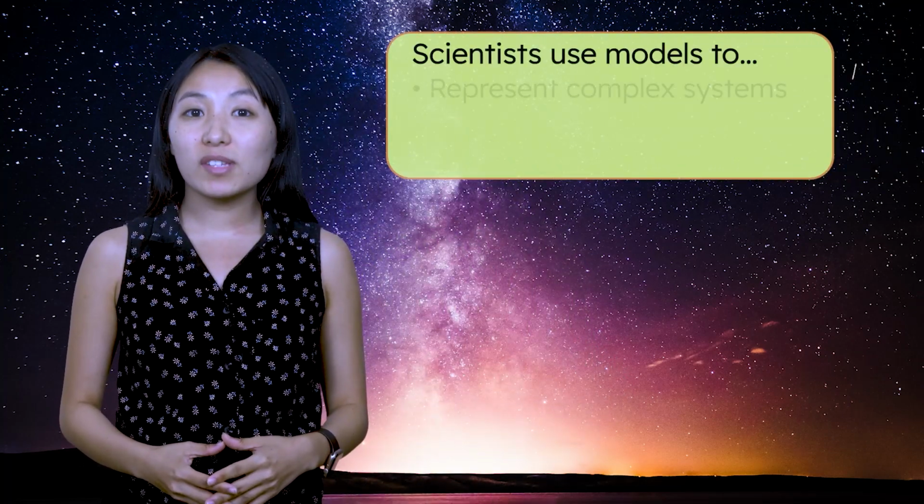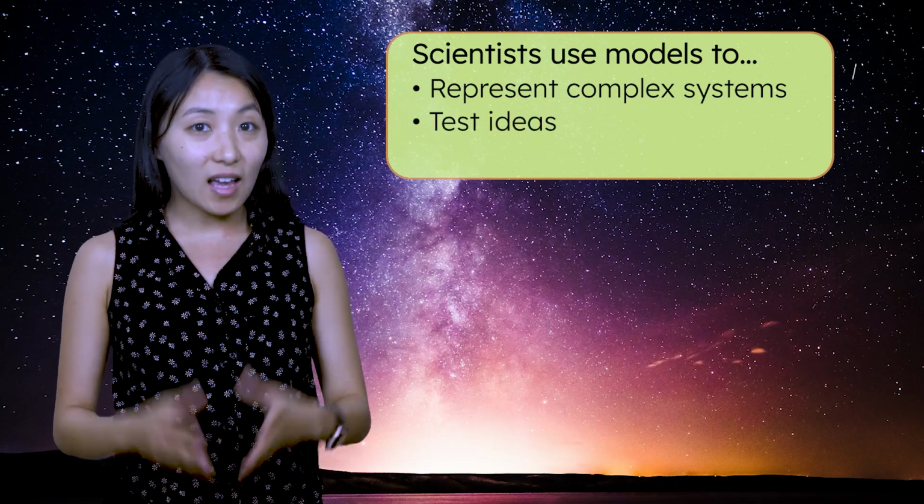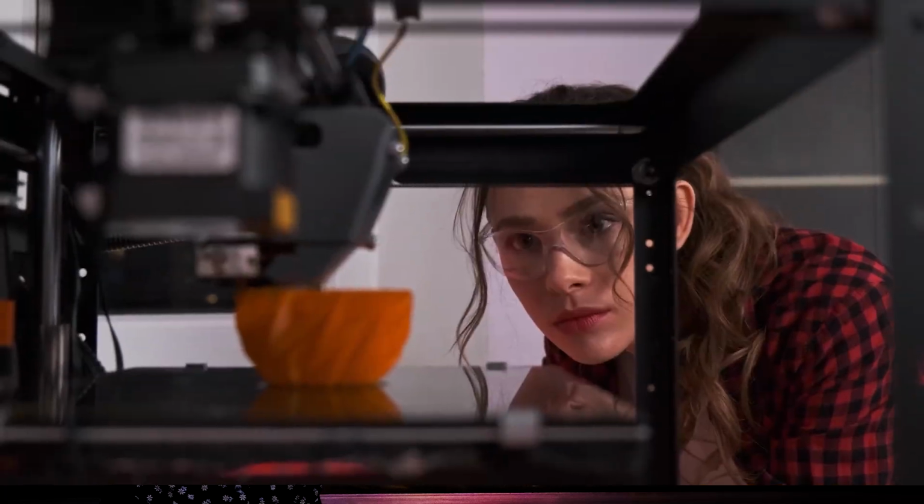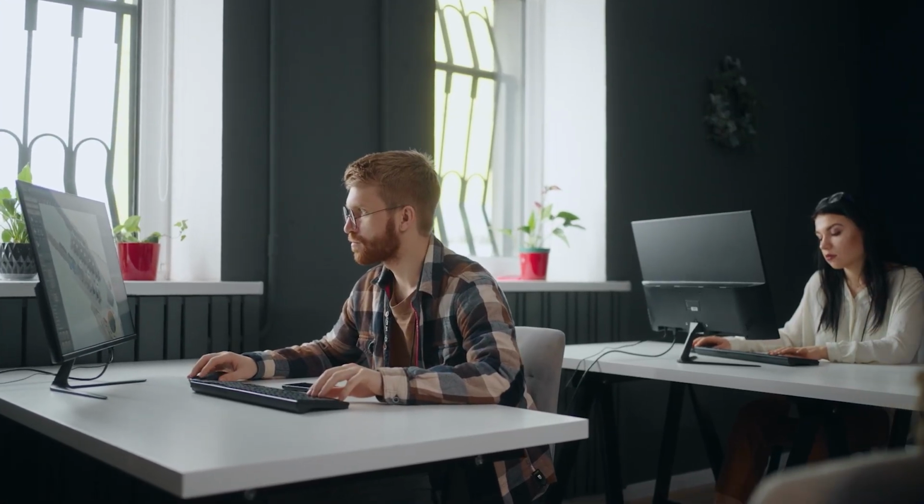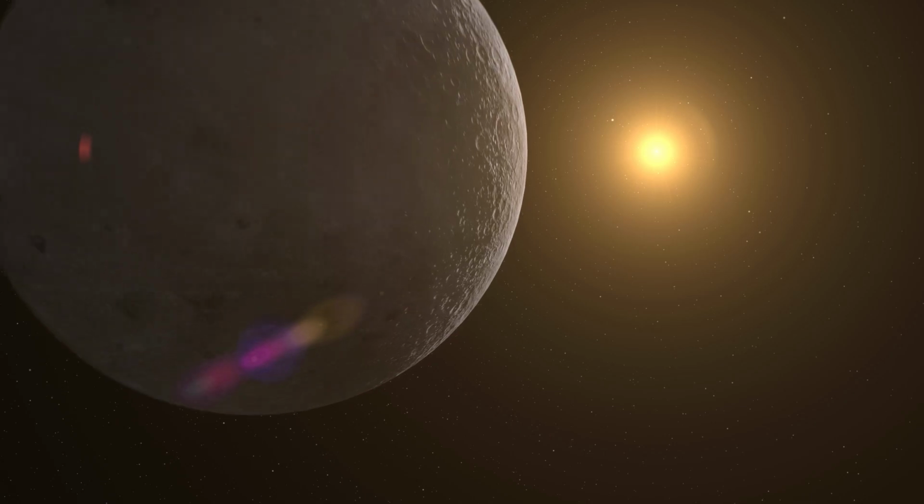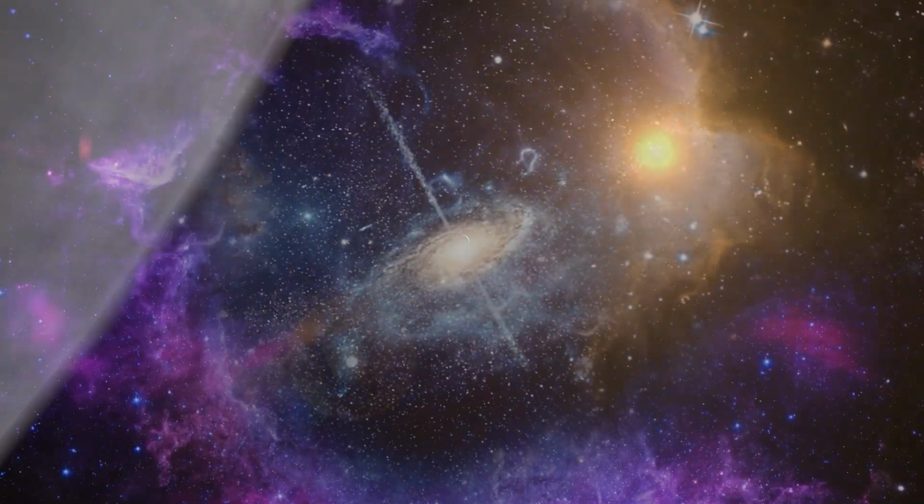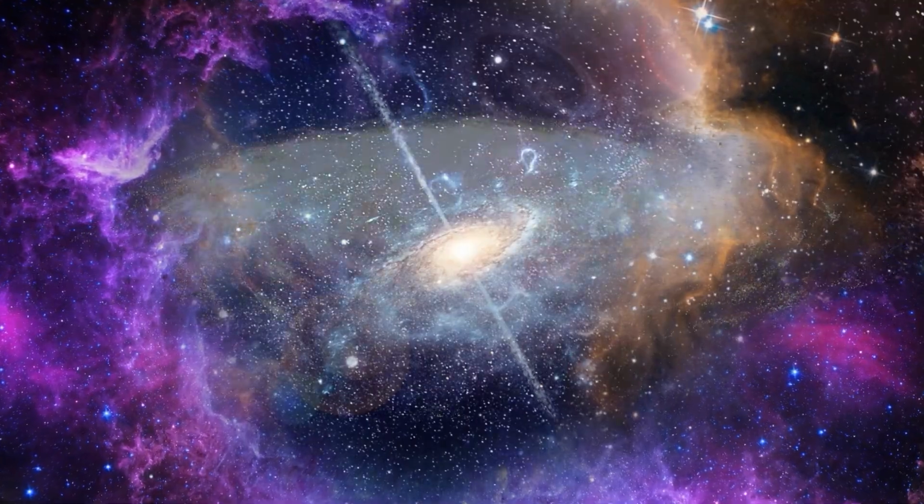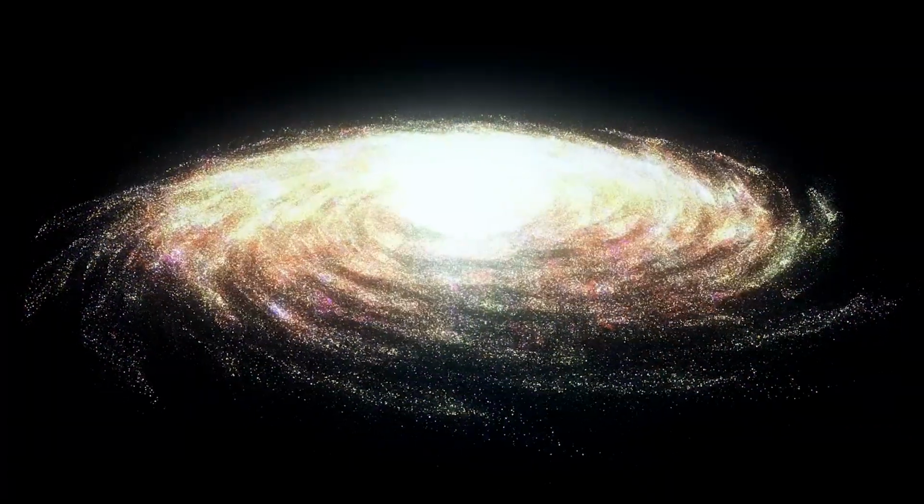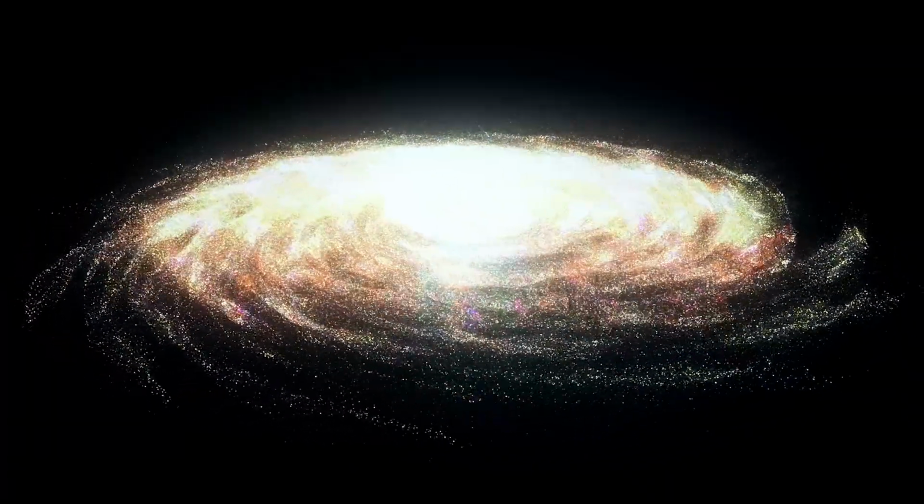Today I'm going to guide you through a digital simulation that models Kepler's laws of planetary motion. Scientists use models to represent complex systems, test ideas, and make predictions. Models play an important role in science because they allow us to explore things we can't directly observe or manipulate, like distant planets and massive stars. In astronomy, where everything is either too far away or too large to study up close, models help us visualize how celestial objects move and interact.